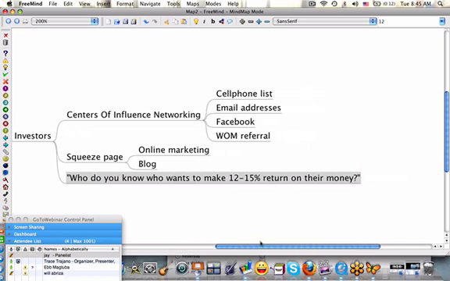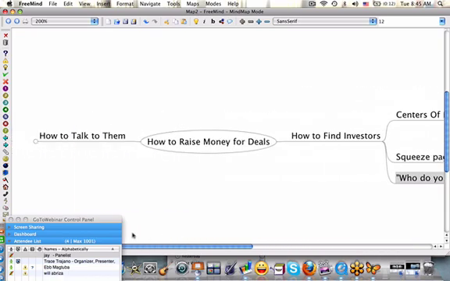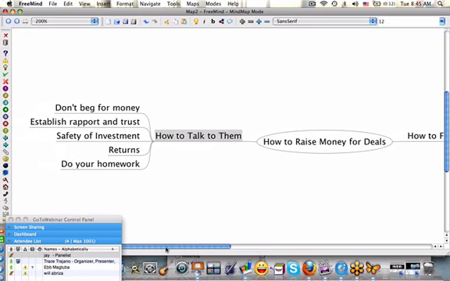All right. So the next thing we want to talk about is, how do you raise money for your deals? Is how do you talk to these investors? And for that, some of the things that you mentioned for me in your email is that establishing rapport and trust is very crucial. So how did you establish that trust with your investor?